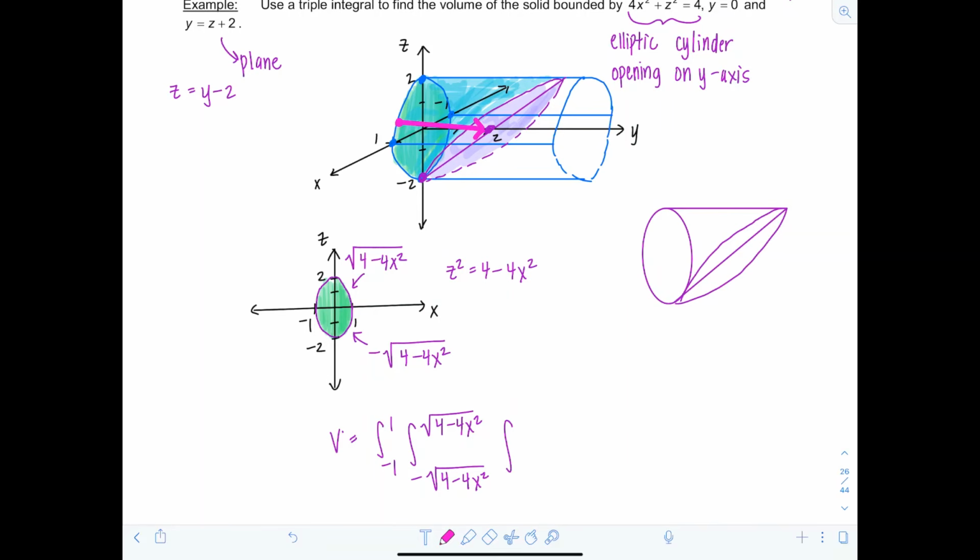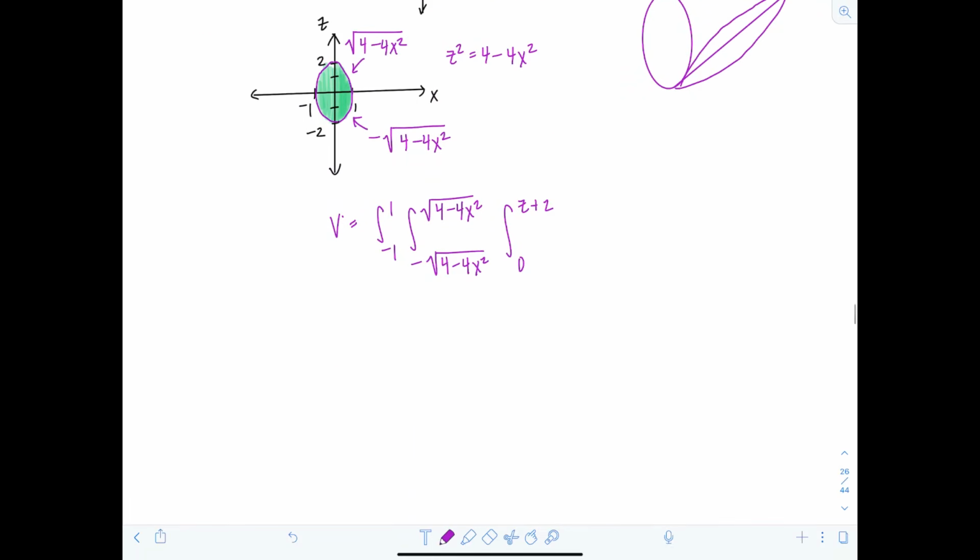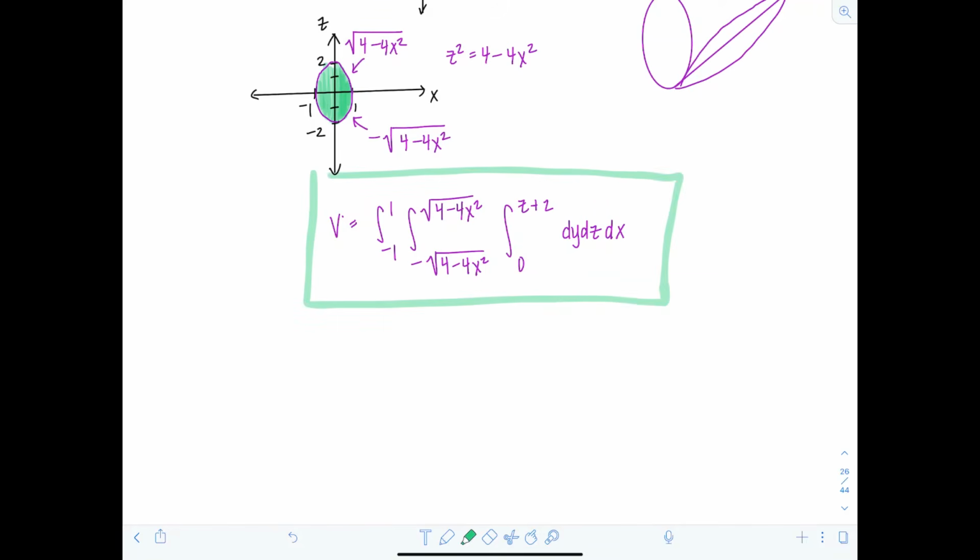So notice it starts where y is equal to 0 in the xz plane, and then it stops at that plane that cut the elliptic cylinder, z equals y minus 2, or in this case, since these are limits for y, I'm going to use z plus 2 as that upper limit. Okay? So lower limit 0, the xz plane. Upper limit is going to be z plus 2. And then don't forget, this is for dy, dz, dx. Bravo.